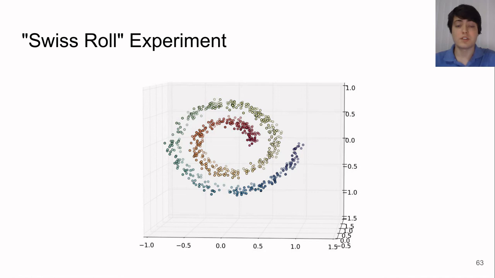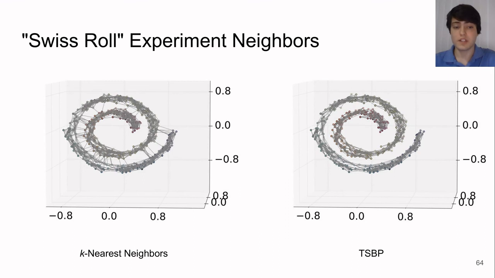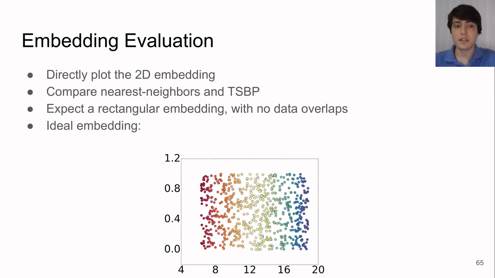We also examine a so-called Swiss roll manifold, which is a common example used in manifold learning. Once again, nearest neighbors discovers many false edges connecting different regions of the manifold. However, tangent space belief propagation is able to successfully remove all of these false edges. In this case, our manifold is two-dimensional, so we can simply directly plot the embedding. We look for a rectangular embedding as shown below, with no overlaps in the data.